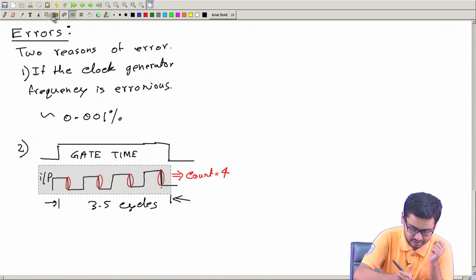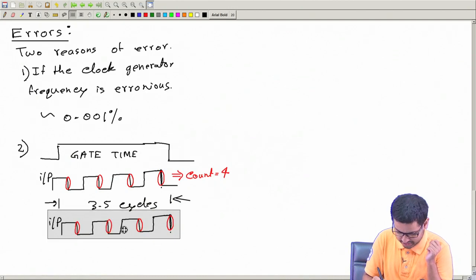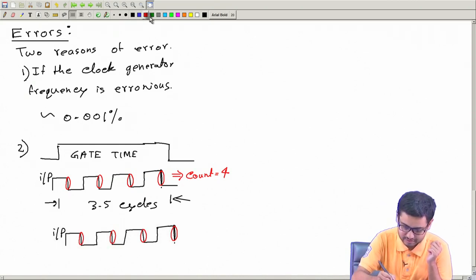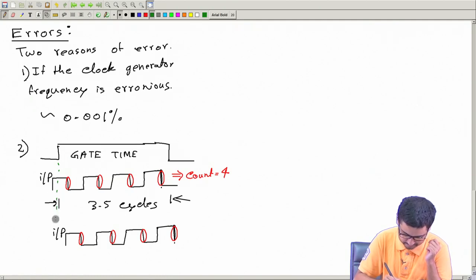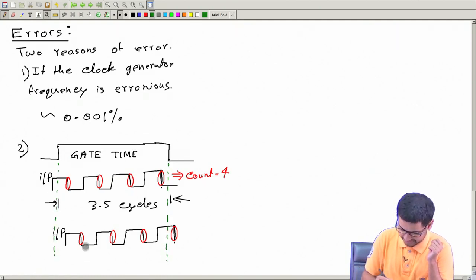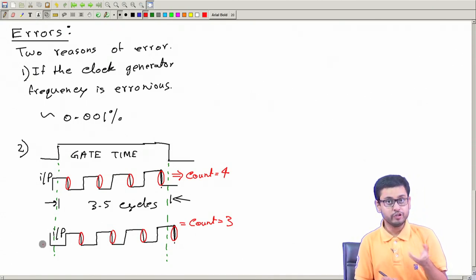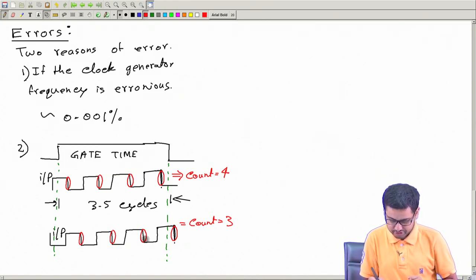if I have the input signal starting from here at this point, okay. So, this is the gate time. Then you see this edge is outside the gate time. This edge is also outside the gate time. We have three counts, 1, 2, 3. So, okay, we have count equal to 3. Okay. So, depending on where this input starts with respect to this gate time, on which we have no control over, we can get a count of 4 or count of 3, right?